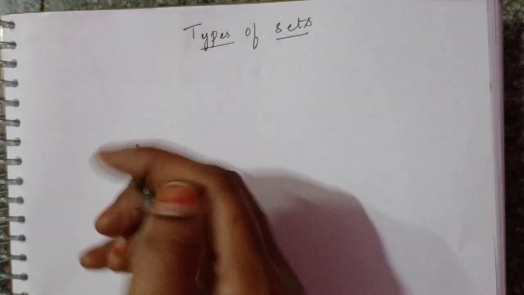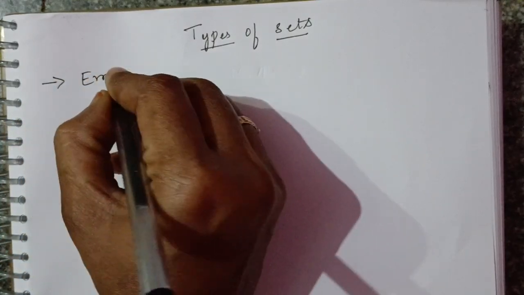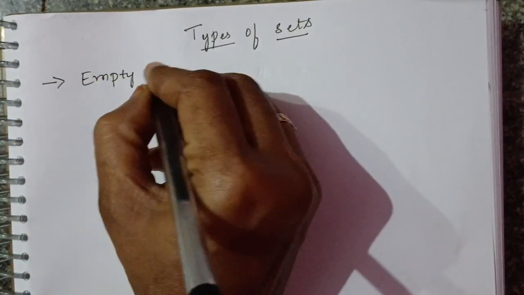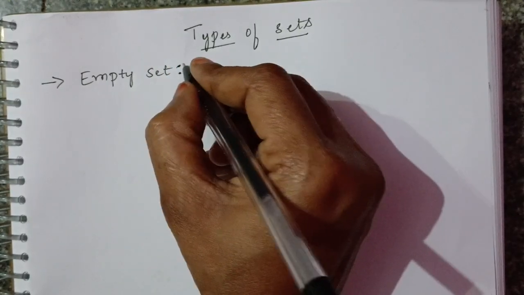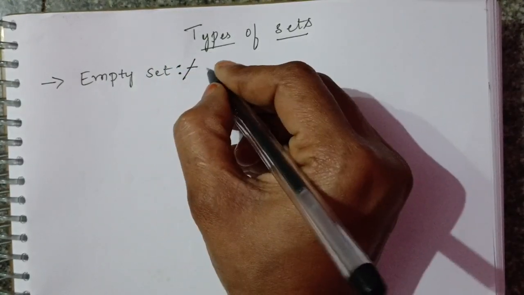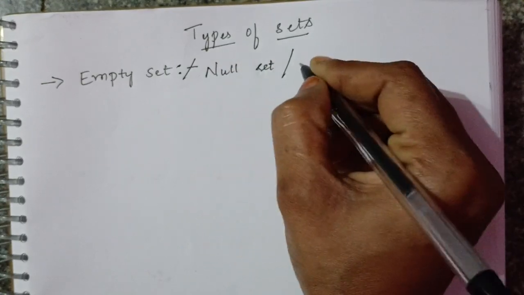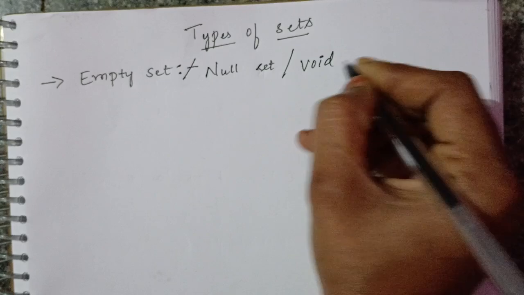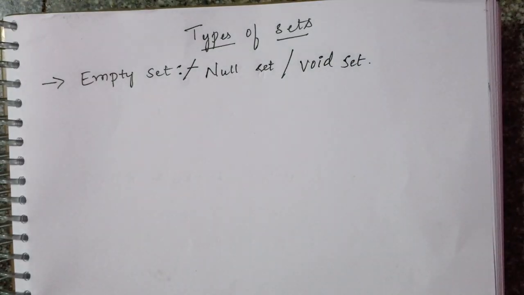Types of sets. First is the empty set. Empty set we also call it a null set or void set.